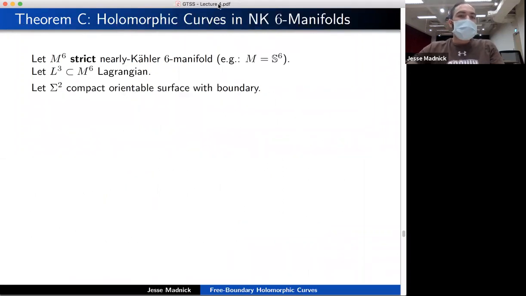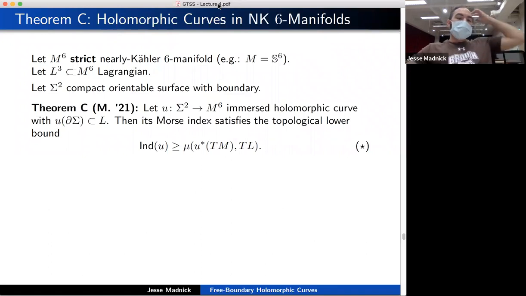Okay, sorry about that. So here's the setting of the result that I'm here to advertise. Suppose M is a strict nearly Kähler 6-manifold, for instance the round 6-sphere, or the nearly Kähler CP^3 or S^3 times S^3. We saw some examples in the last lecture. Let L be a Lagrangian, and suppose Sigma is a compact orientable surface with boundary, a priori any topology. Let U be an immersed holomorphic curve with boundary in the Lagrangian. Then you can get this topological Morse index bound exactly as Chen-Fraser do.